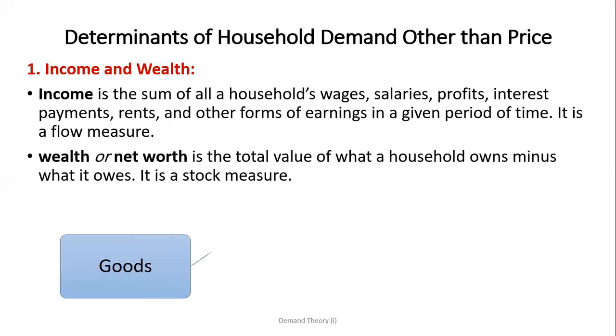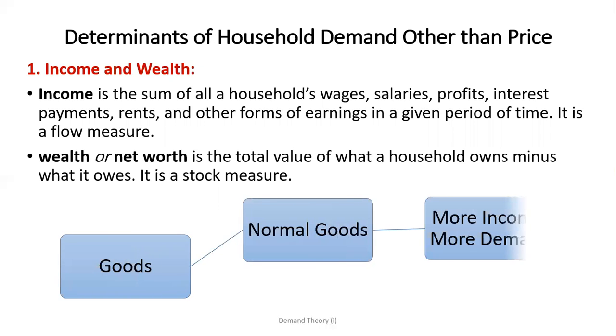An increase in income or wealth causes the demand to change. For this, we can categorize goods in two forms or in two categories. First is normal good. Normal goods are those whose demand increase when there is an increase in income. For example, a family that has one car after an increase in income, may like to have two cars.